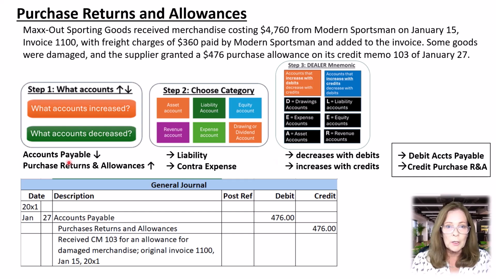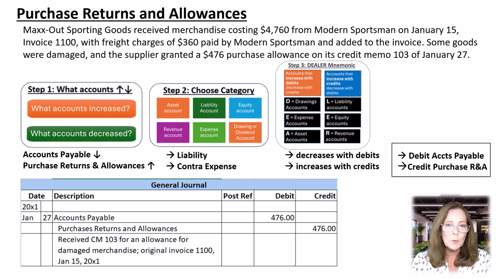Max Out Sporting Goods also has more purchase returns and allowances, which is a contra expense account, which increases with credits. So we debit accounts payable and credit purchase returns and allowances. We prepare the journal entry by entering the date into the date columns, write accounts payable into the description column, and $476 into the debit column. On the next line, we write purchases, returns, and allowances, and a credit of $476.